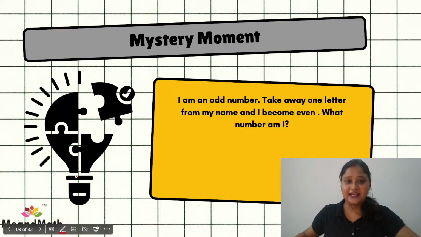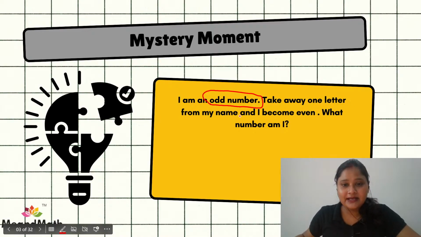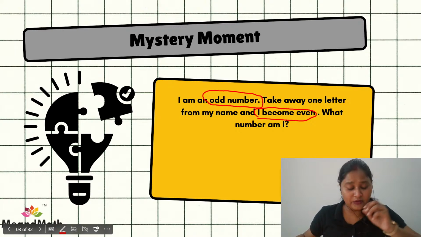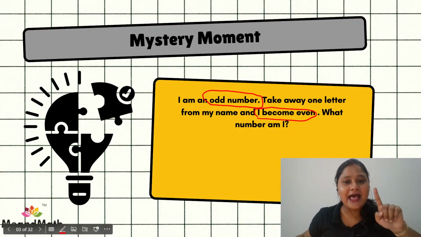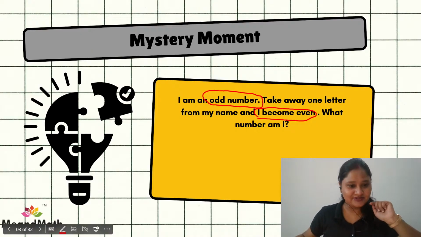The question is saying, I am an odd number. What am I? I am an odd number. Take away one letter from my name, and I become even. Come on. In the count of 5, you have to write your answer in the comment section. Again, I'm just reading the question for you. I am an odd number. Take away one letter from my name and I become even. What number am I? Okay, and your countdown begins.